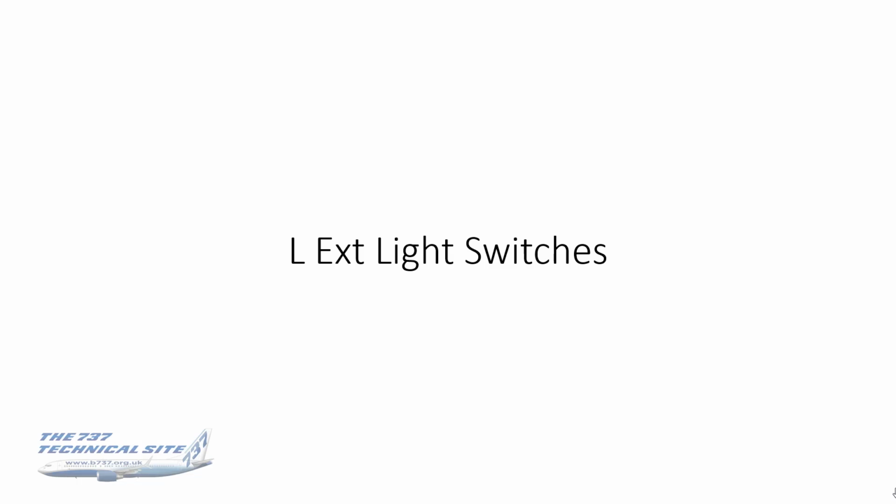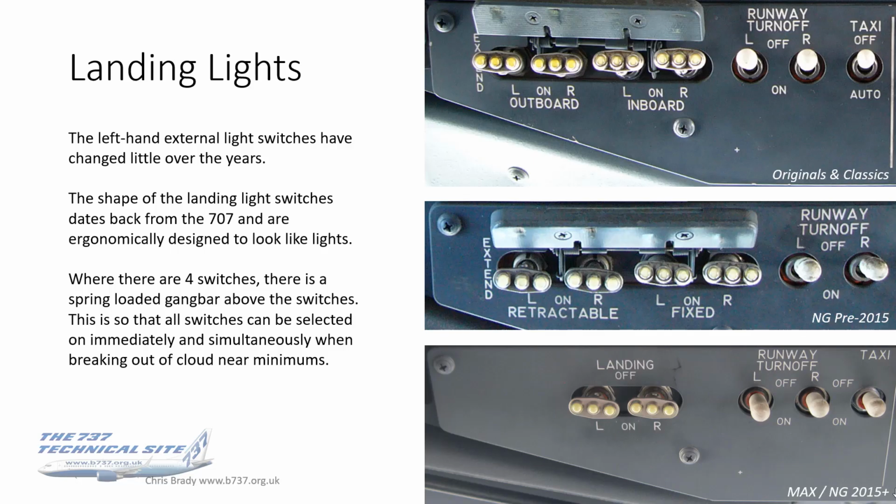Okay, so for external lighting operated from the flight deck, we're going to start with the left-hand side of the external light switches. In other words, these here that you see in the right-hand three photos. Three photos because these light switches have changed over the years, over the various generations of the 737. The top photos are originals and classics, the center one is NG's pre-2015, and then NG's and Max post-2015.